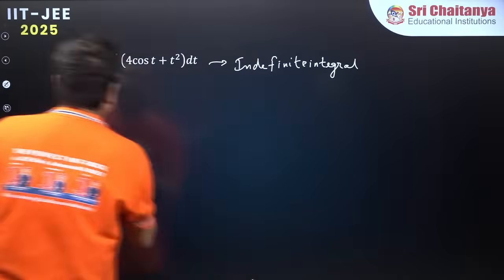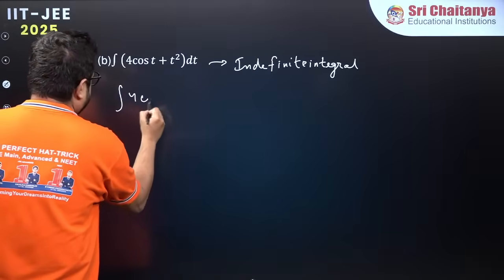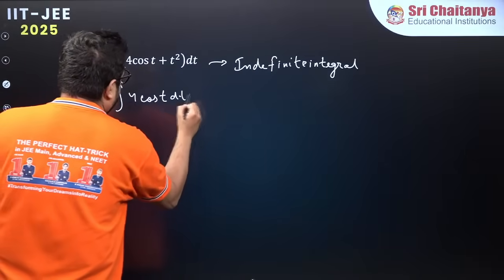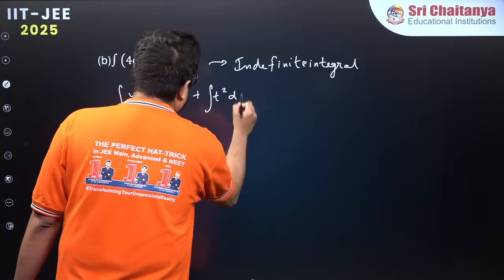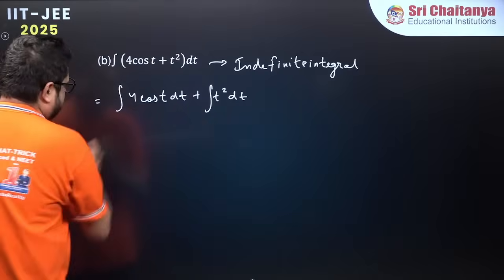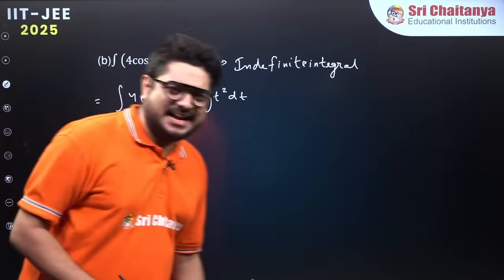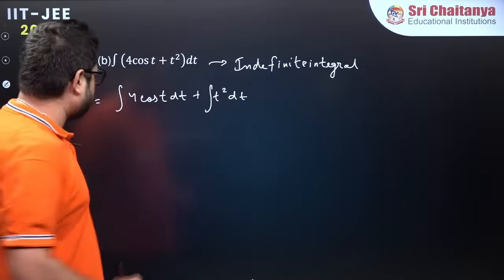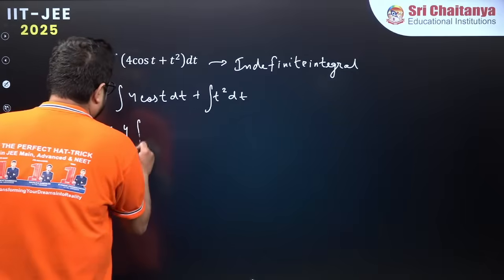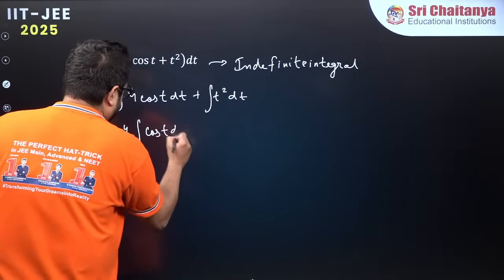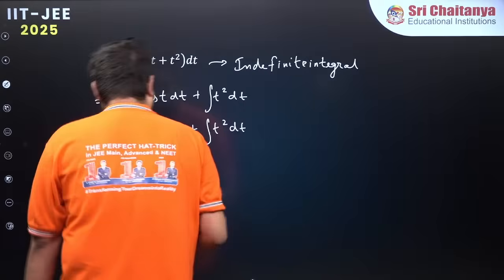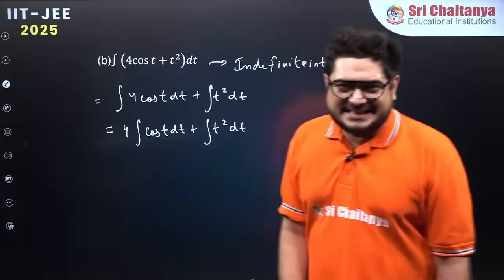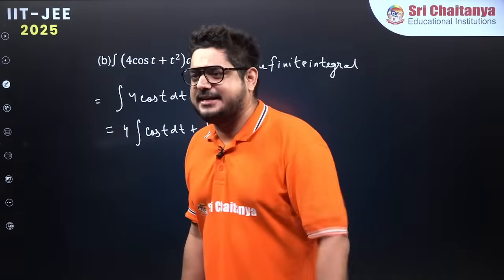So now what needs to be done? You need to put the dt inside it: the integral of 4 cosine t dt plus the integral of t squared dt, isn't it? So 4 is a constant. We can take it outside the integral, isn't it? So it's going to be 4 times the integral of cosine t dt plus the integral of t squared dt. Now everyone will be saying one after the other, what is the integral of cosine t dt?